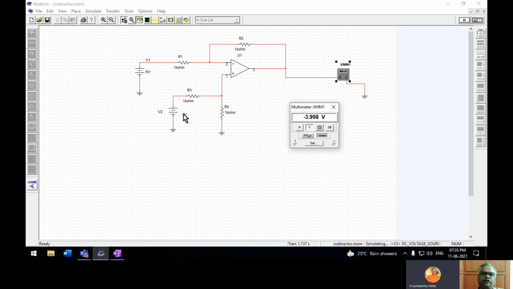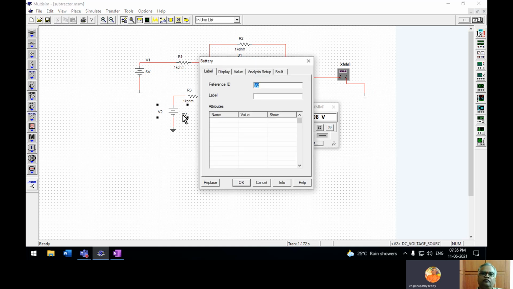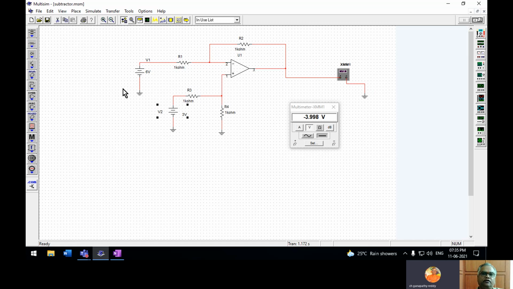Okay. So if I change this 2 volts into 3, now 6 minus 3, 3 should come. And run the program. So minus 2.998. It's almost minus 3. Like that, any values you can take and check, whether it is really working like a subtractor or not.